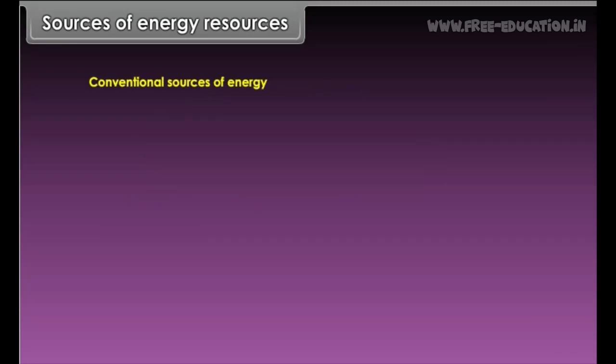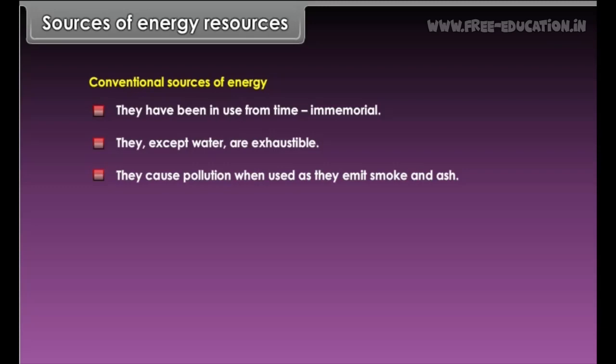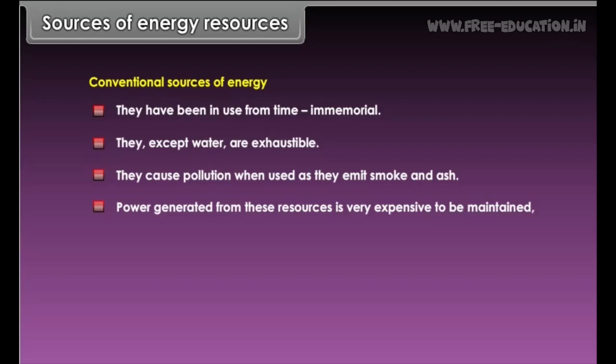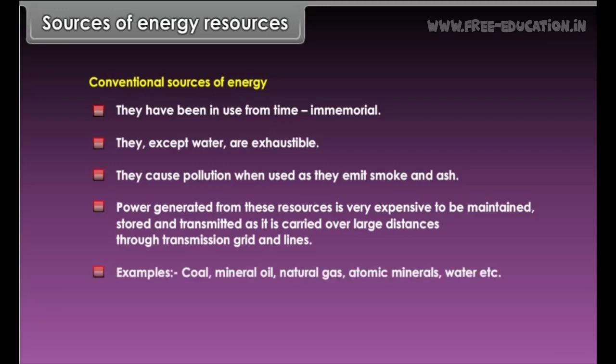Conventional sources of energy. They have been in use from time immemorial. They, except water, are exhaustible. They cause pollution when used as they emit smoke and ash. Power generated from these resources is very expensive to be maintained, stored and transmitted, as it is carried over large distances through transmission grid and lines. Examples: coal, mineral oil, natural gas, atomic minerals, water, etc.